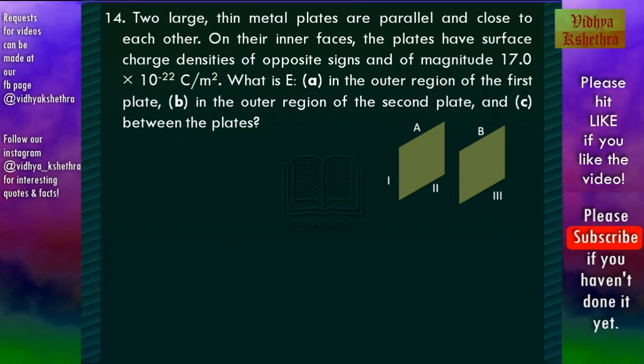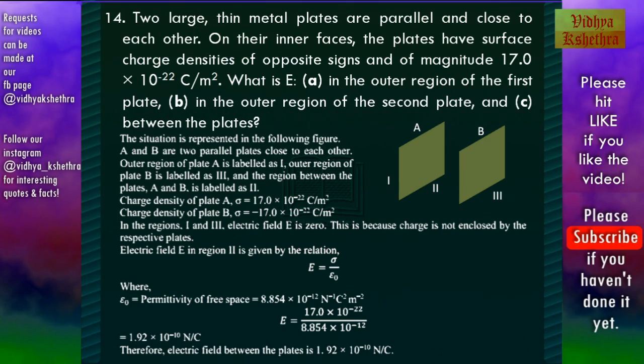three sections, namely section 1, section 2 and section 3. A and B are two parallel plates close to each other. Outer region of plate A is labeled 1, outer region of plate B is labeled as 3. The region between the plates are labeled as 2. Now the charge density of plate A is 17 into 10 raised to minus 22 coulomb per meter square, and that of B is negative 17 into 10 raised to minus 22 coulomb per meter square. In regions 1 and 3, the electric field is 0. This is because charge is not enclosed by the respective plates.